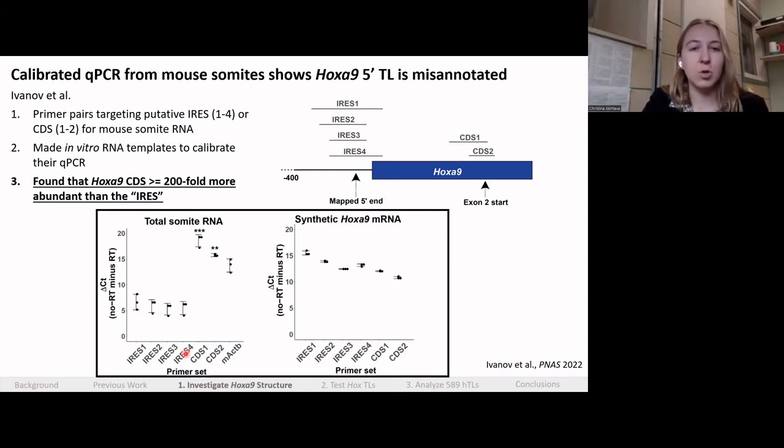And then as a control, they ran the qPCR on the synthetic HOXA9 mRNA and saw that the IRES could in fact be amplified. So that was not the issue when they were looking at this total somite RNA. So this also shows that the putative HOXA9 IRES is not transcribed.